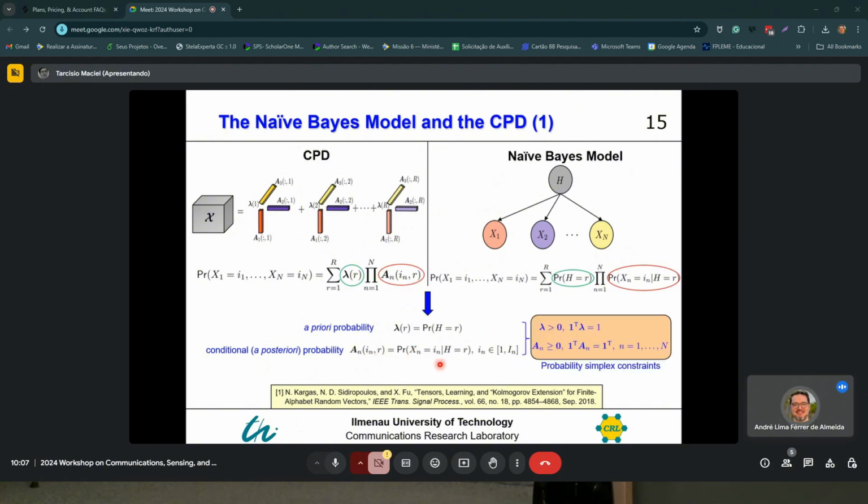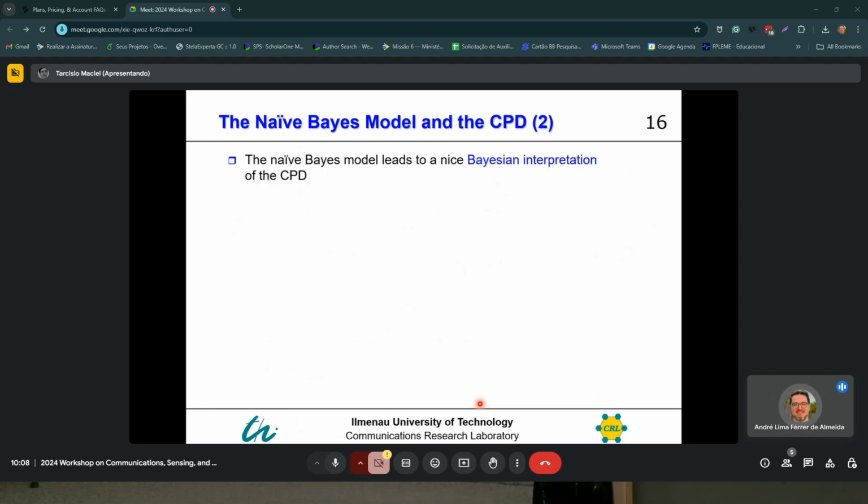Okay, so we have the so-called probability simplex constraints, which means that the lambdas are all greater than 0, and they sum up to 1. And the entries of our loading matrices A_n are all greater or equal than 0, and the columns also sum up to 1. Right? So these are called probability simplex constraints. And this was actually introduced by Nikos Sidiropoulos and his co-workers in this famous IEEE Transactions on Signal Processing paper. So X admits a non-negative CPD, tensor decomposition. Okay, so the naive Bayes model leads to a nice Bayesian interpretation of the CPD.